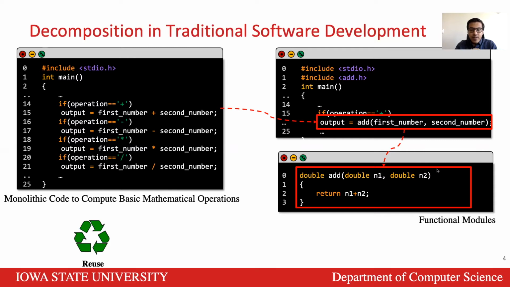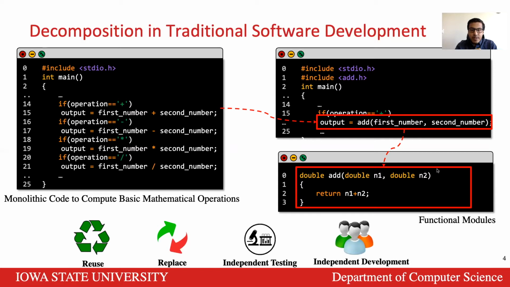There are a number of benefits of decomposing software into modules, such as reusability, replaceability, independent testing, and independent development. In this work, we'll show the first two aspects of the decomposition.